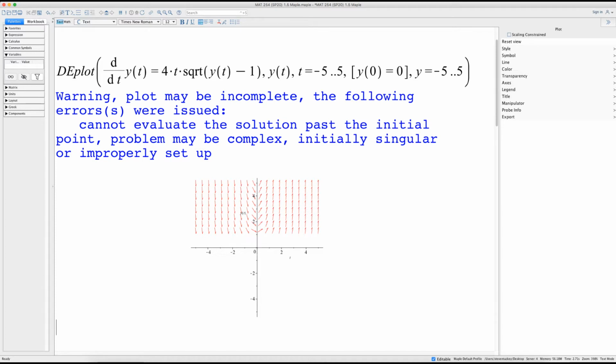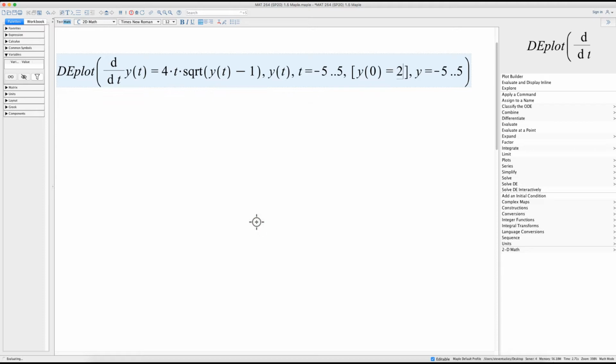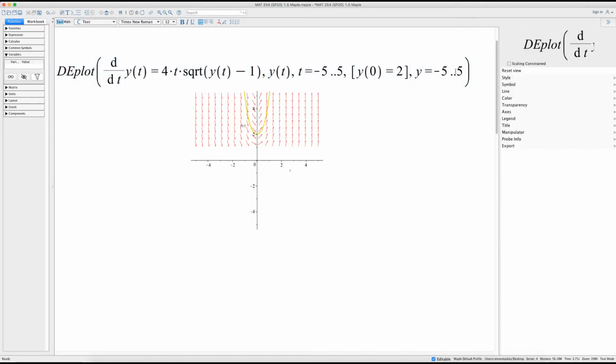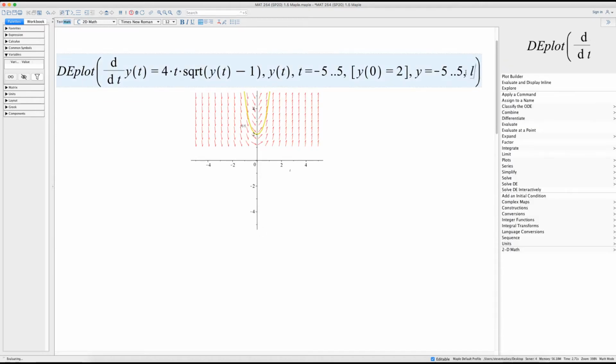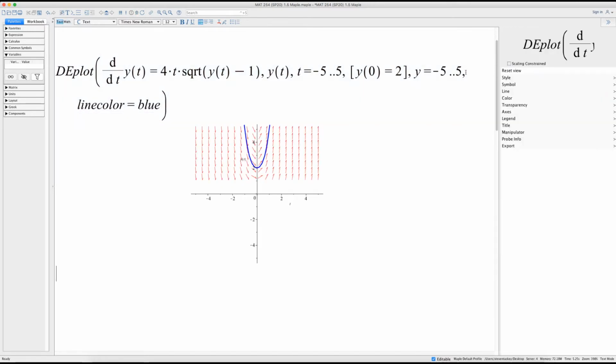So what happens if we change that to y of 0 equals 2, somewhere up here, and see what happens? Maple gives us a solution. Ugh, I forgot about the line color. Can't see it. We wind up with a nice graph. It's a kind of a parabola-looking thing. And it seems to exist, and Maple doesn't have a problem drawing it.